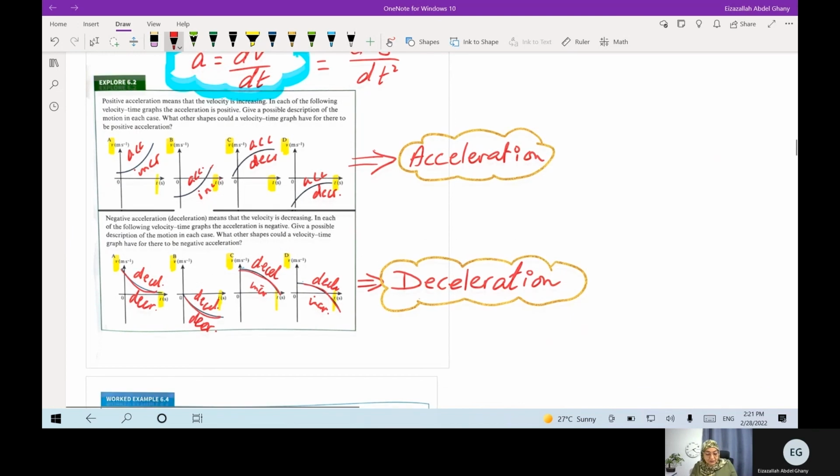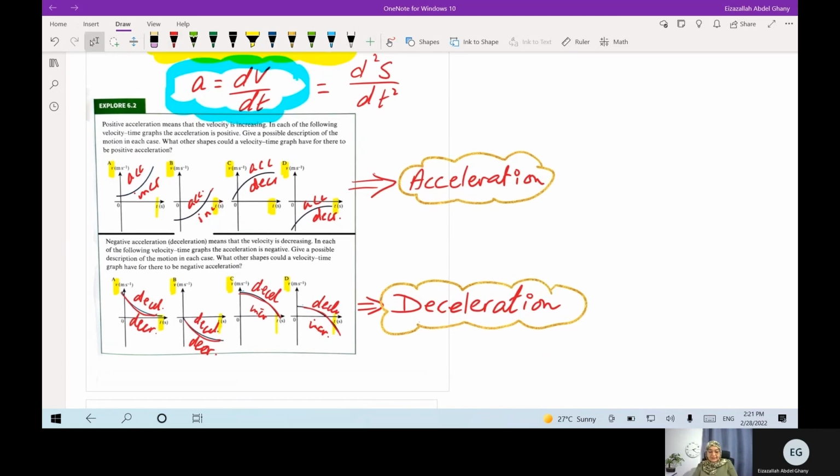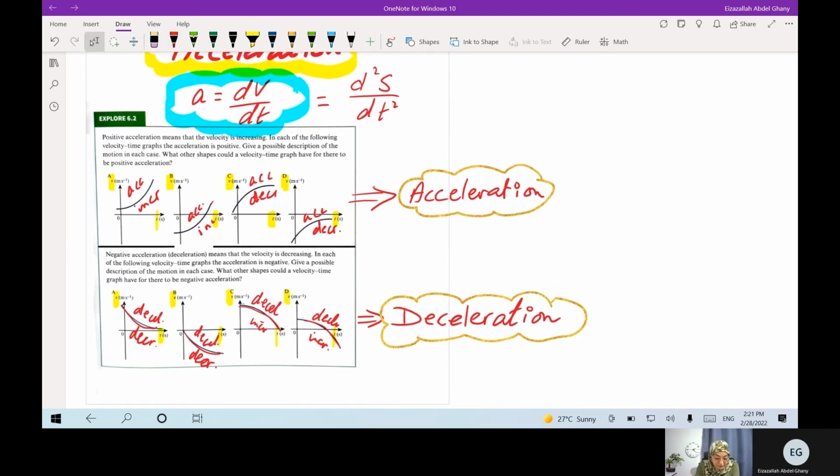This is just an introduction, and take care about units of measuring. If the unit of velocity is meter per second, and you are dividing by time, which is second, you will get the answer in meter per second squared, or you can write it as meter per second to the power of negative 2, like an index.